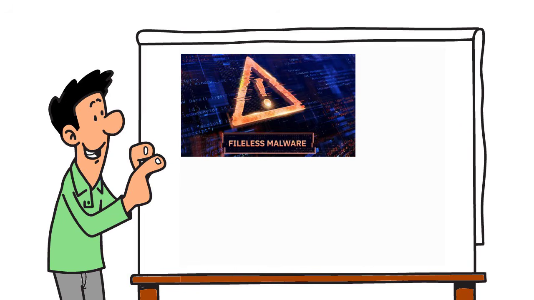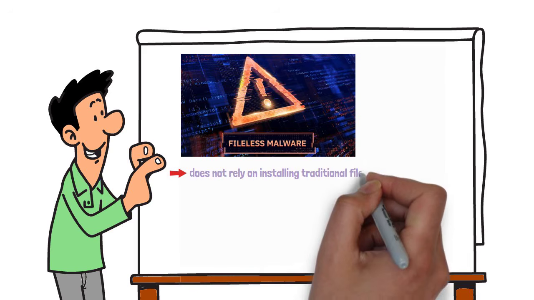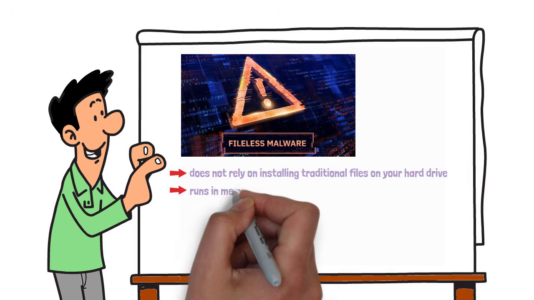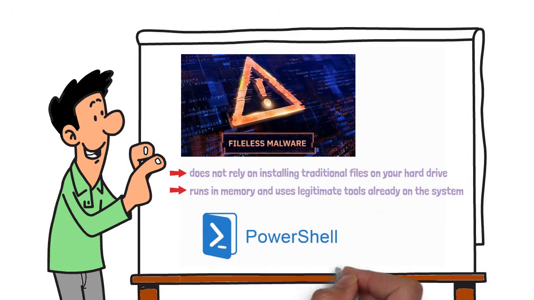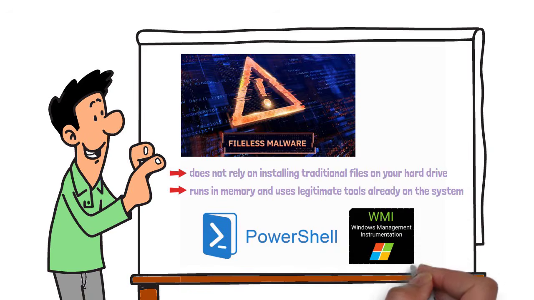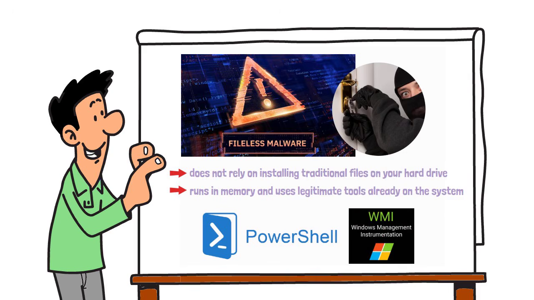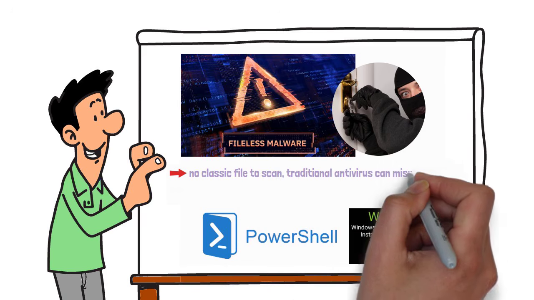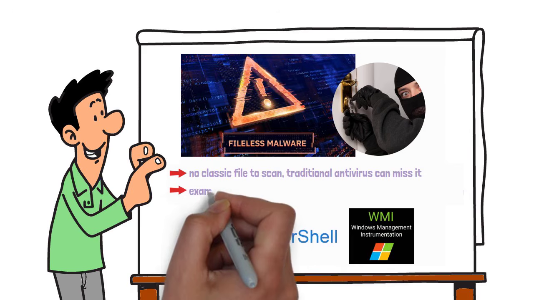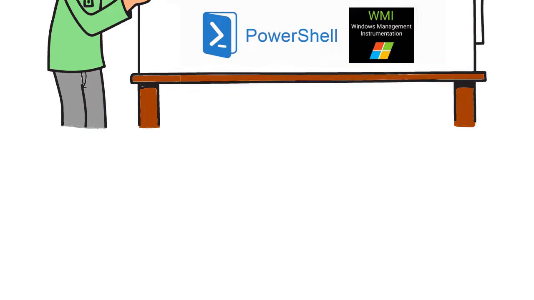The final one hides by leaving almost nothing on the disk. Fileless malware does not rely on installing traditional files on your hard drive. Instead, it runs in memory and uses legitimate tools already on the system, like PowerShell or WMI. Think of it like a thief who does not smash a window. They use a real key, do the damage, and leave very little obvious evidence. Because there is often no classic file to scan, traditional antivirus can miss it. The exam clue is memory-based attack or uses built-in tools.